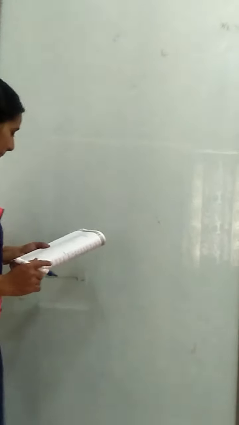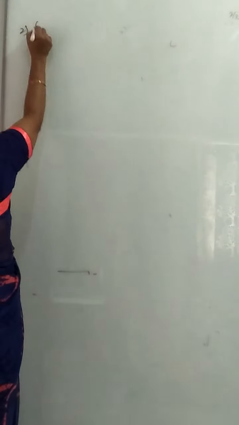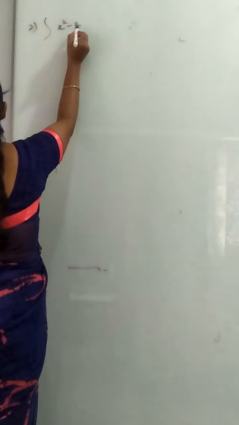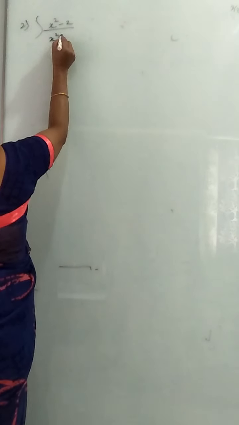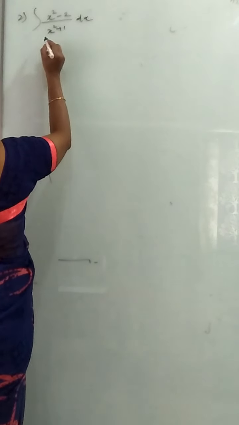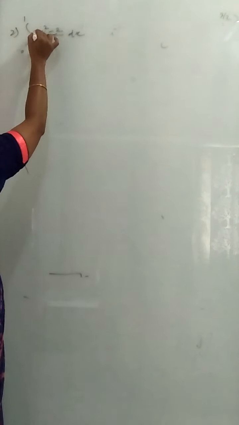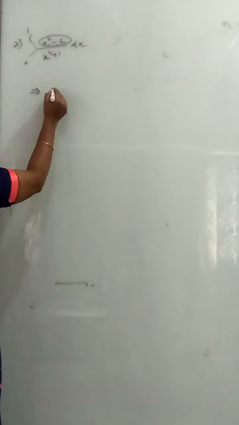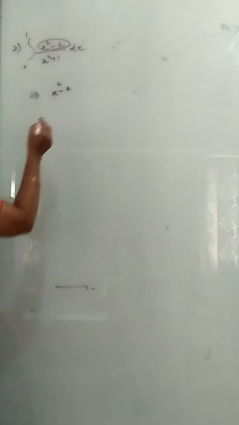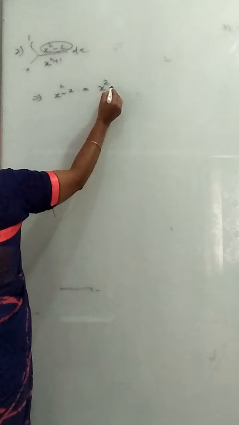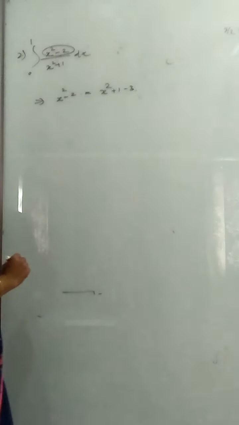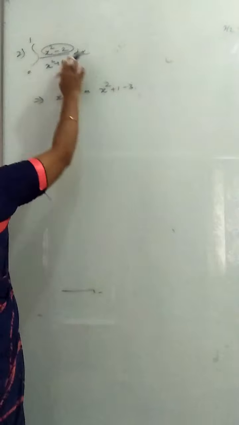The second example is the integration of x square minus 2 upon x square plus 1 into dx, and the limit is 0 to 1. Now we have to look at the numerator. Here the numerator is x square minus 2 and the denominator is x square plus 1. There is a relation between the numerator and denominator. Convert the numerator into the denominator form. The numerator x square minus 2 we convert to x square plus 1 minus 3. Yes, plus 1 minus 3, that term becomes minus 2 as it is.